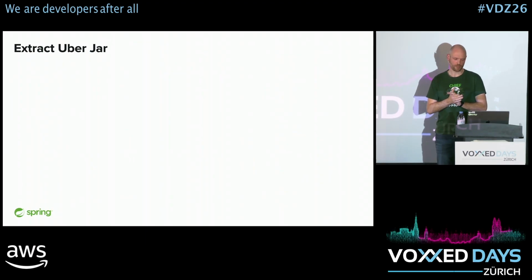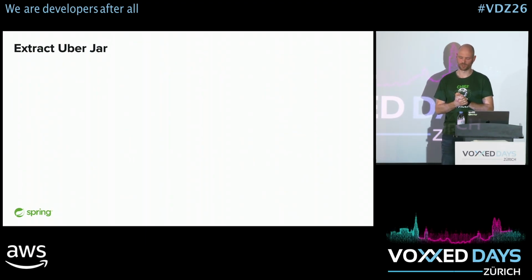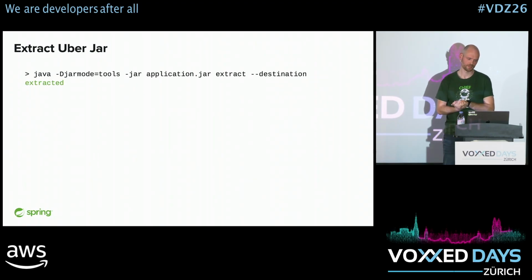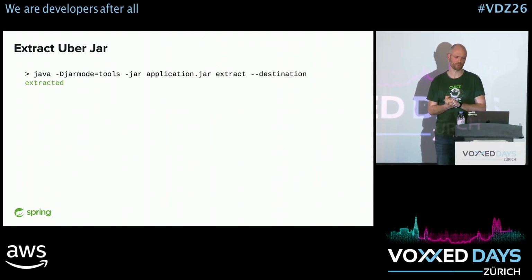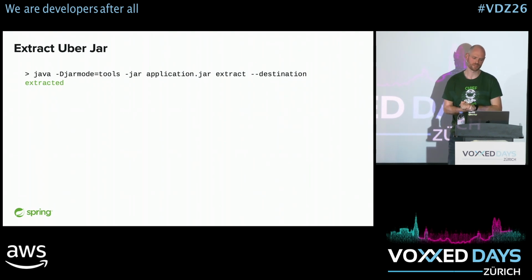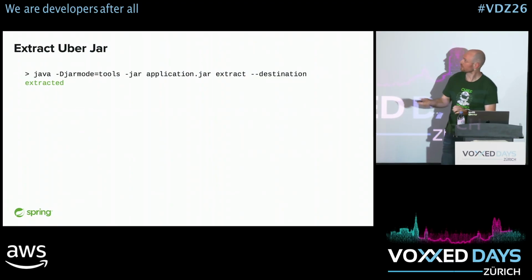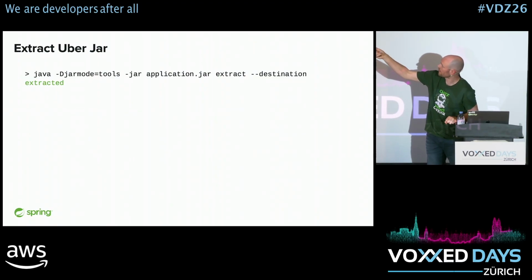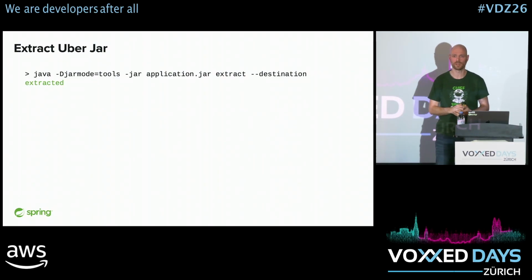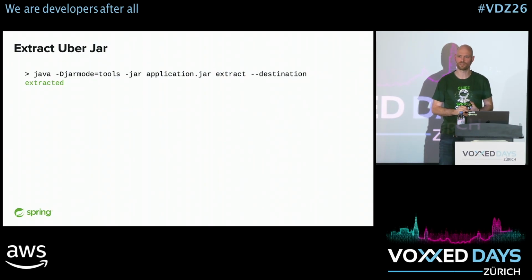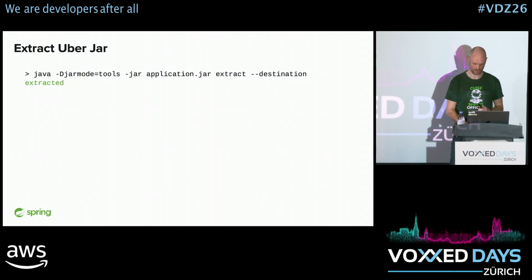To fix the nested jar problem, we need to extract your Spring Boot application. I'm not sure if you know that, but every Spring Boot application has a hidden main class, which you can enable with -Djarmode=tools, and then you can point it to your application. This here is your application file, and you say extract and give it a destination directory, and then it extracts itself. So every Spring Boot fat jar knows how to extract itself. There's a bit of code contributed by our Gradle and Maven plugin that does this magic.